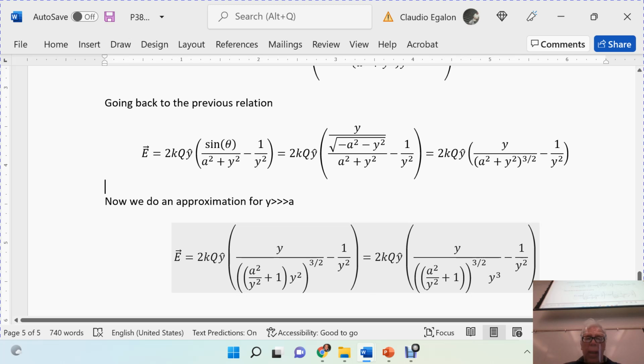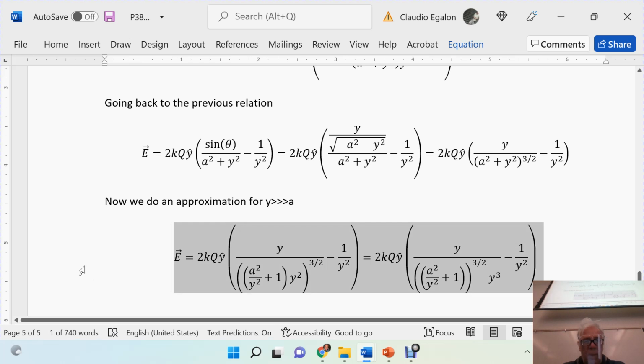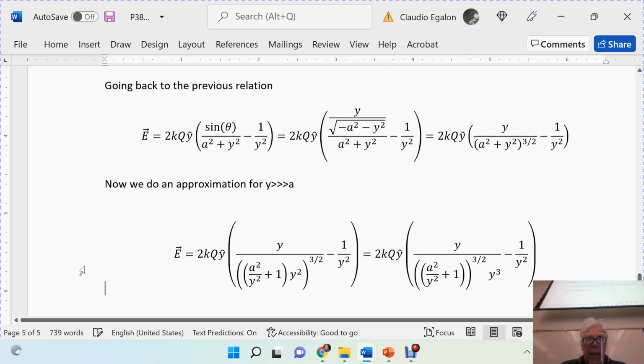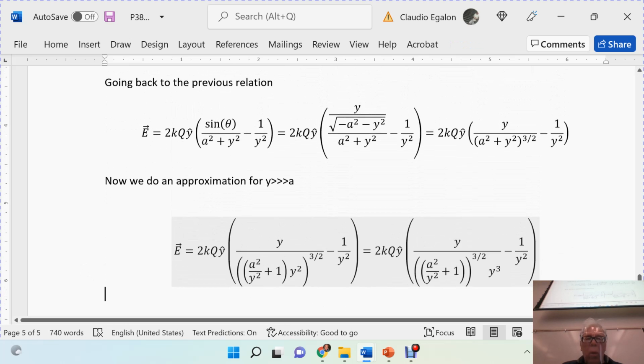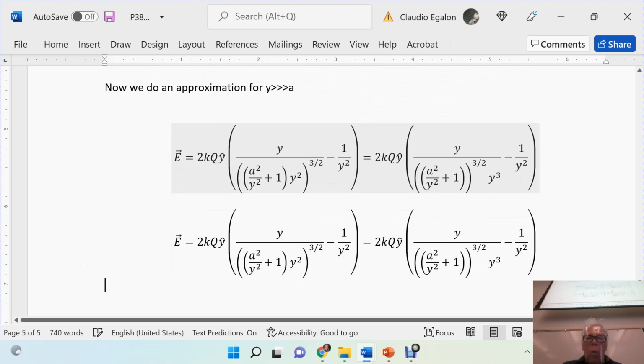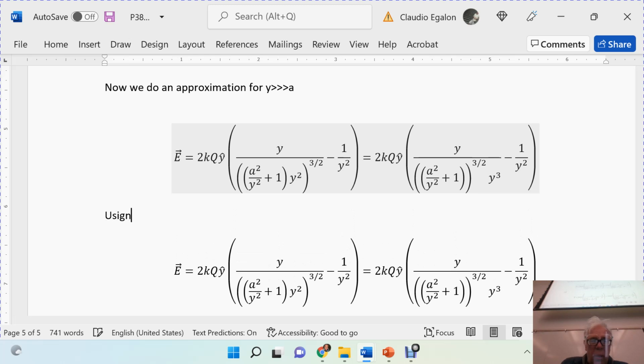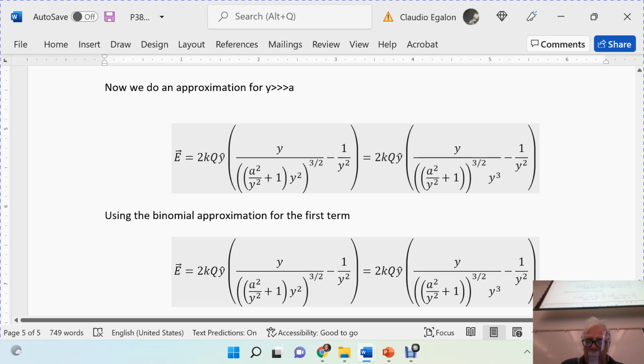And now we apply the approximation. There is an important approximation in mathematics that we call the binomial approximation. I'm going to write that down here. Using the binomial approximation for the first term, we get... before doing the binomial approximation, we also have... we're going to do a binomial approximation.